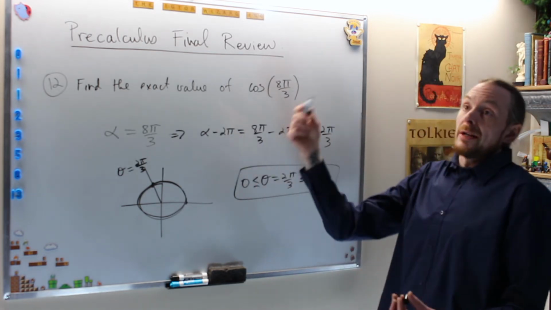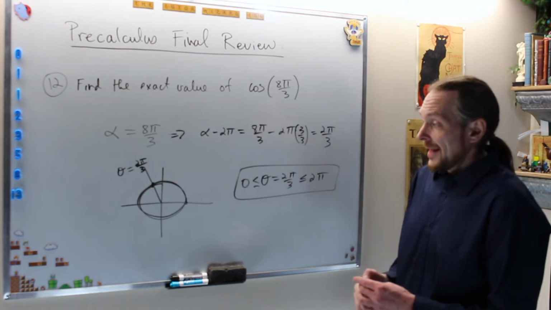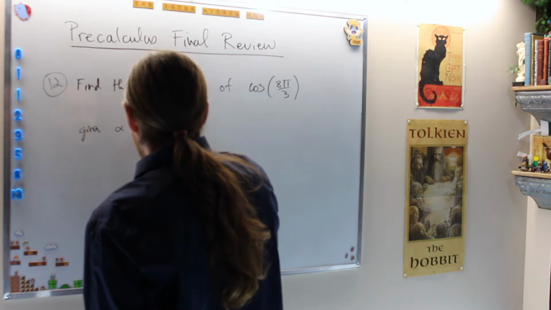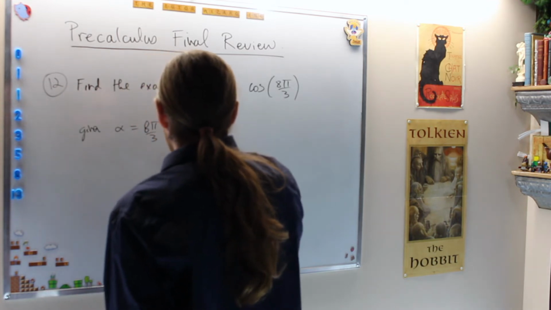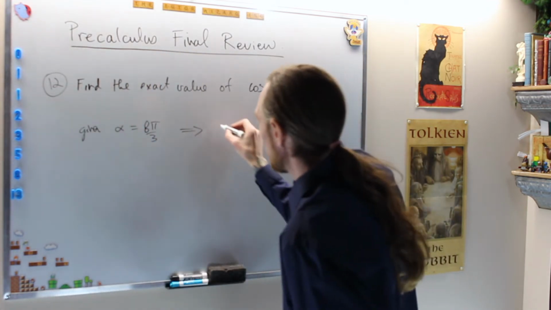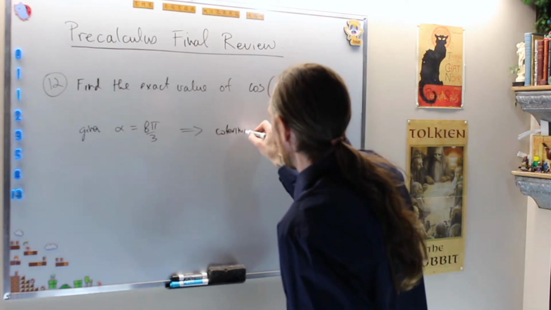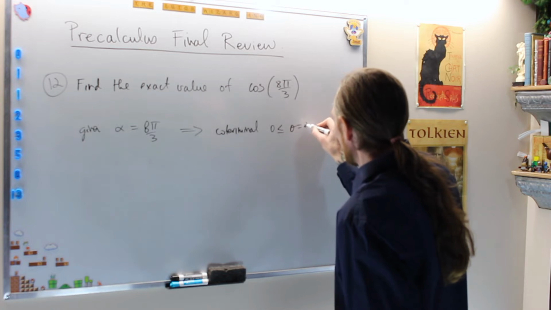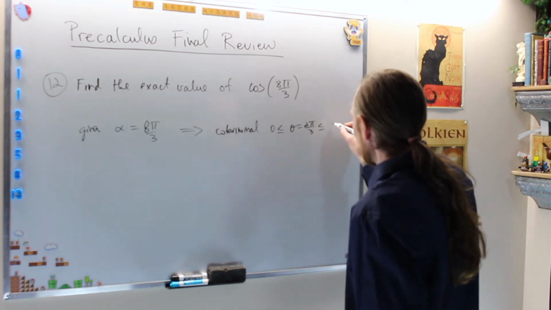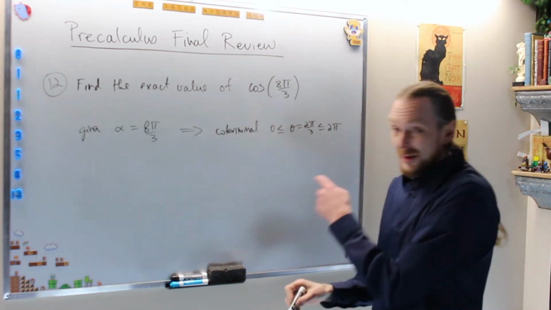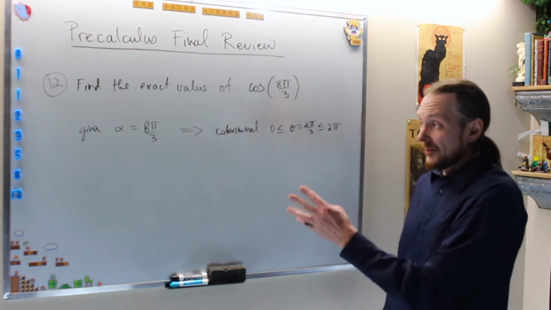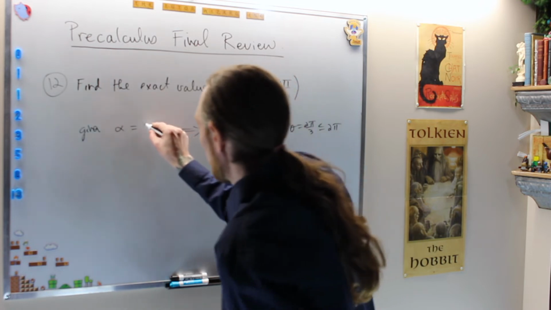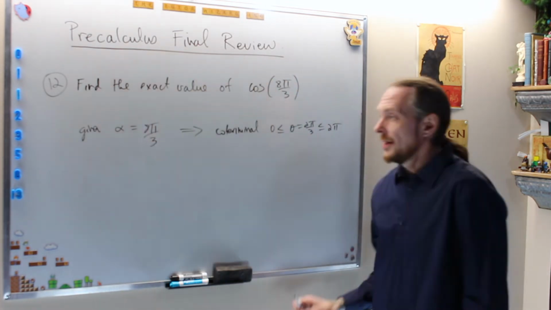So step 1, cut off excess revolutions of the angle. Given alpha equals 8 pi over 3, cutting off excess revolutions gives us a coterminal angle, 0 is less than or equal to theta, which is 2 pi over 3, which is less than or equal to 2 pi. It's on the unit circle. Step 1, cut off excess revolutions. That 8 looks weird. Let's draw that again. 8 pi over 3. Now what are we going to do?